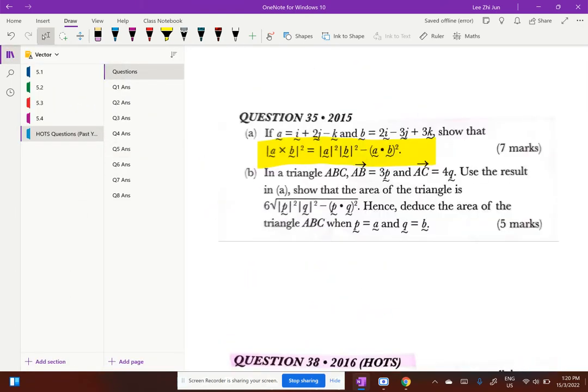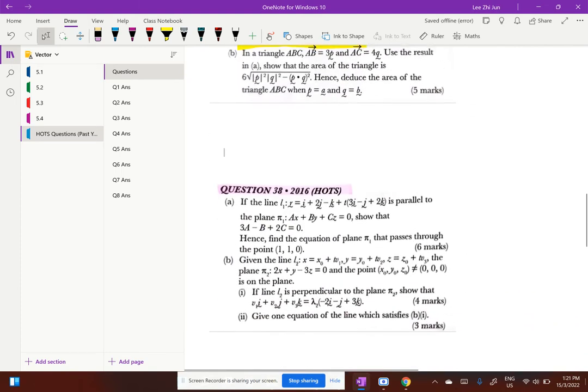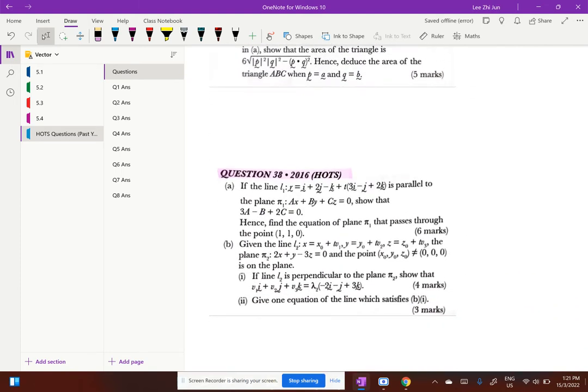Three questions left. So if the line, okay, for this I think is considered the hardest because the b here makes many students confused. If the line is parallel to the plane, show that 3a minus b plus 2c equals 0. Hence find the equation of the plane that passes through this point.